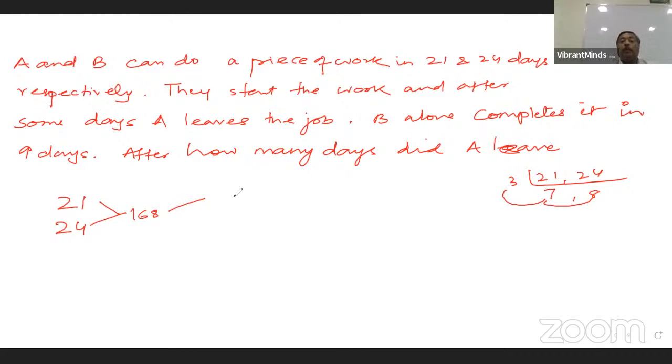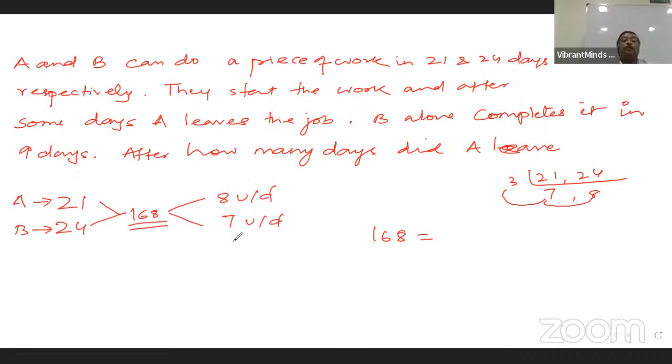So, 168. Now from 21, A gets 8 units per day, and B will do how many units? It will do 7 units per day. Now see, the total job is 168 units. Let's say A and B have worked for X days and B completes the rest of the job. After A leaves, B completes in 9 days.